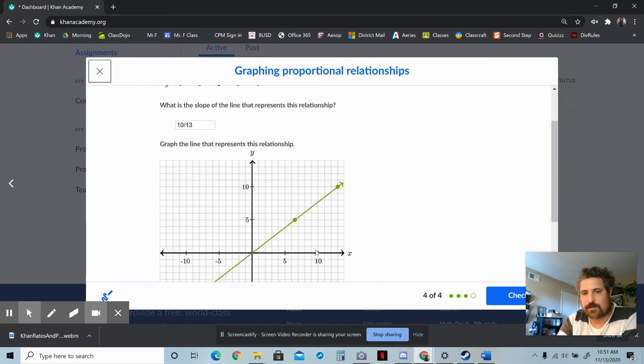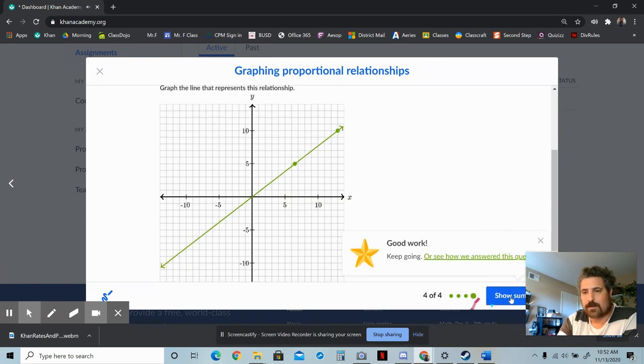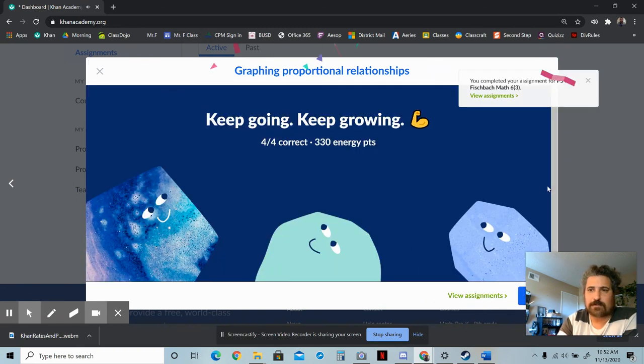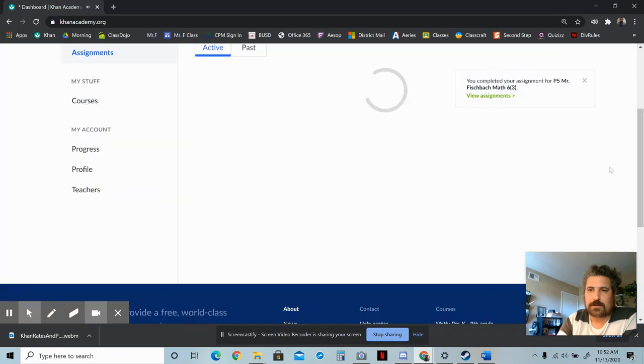As the x is increased by 13, the y is increased by 10. So as the x is increased by 6.5, the y is increased by 5, and that ratio stays constant. So that's good. Yeah, that will work fine. All right, and that's how you do that problem. All right, hopefully that helps.